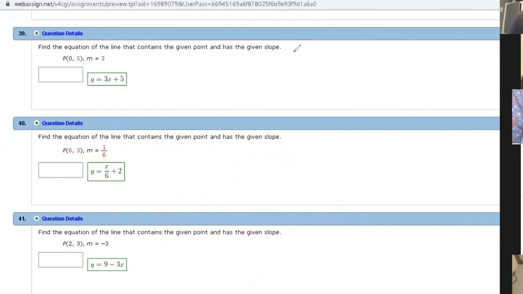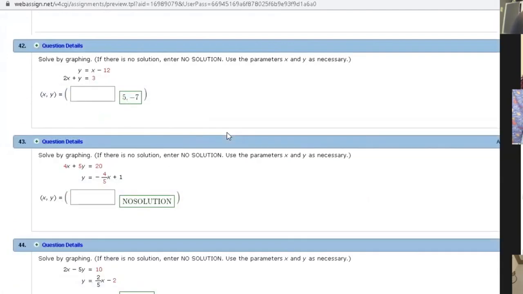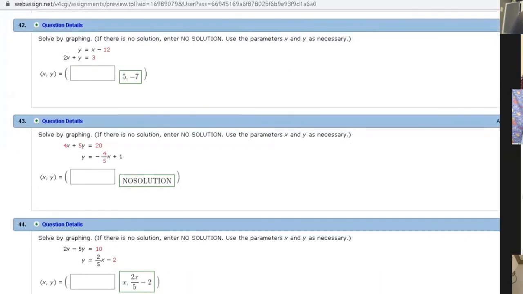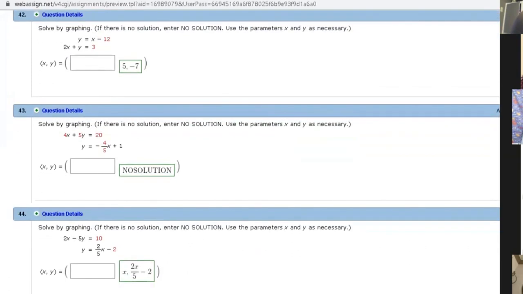So objective 13 is being covered in 41, 43, and 44. Okay, objective 13. So in objective 13, this is when we had to solve systems of equations by graphing.